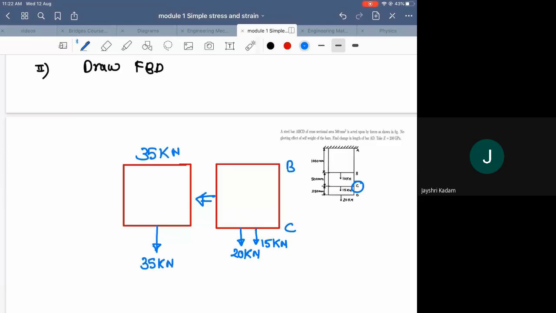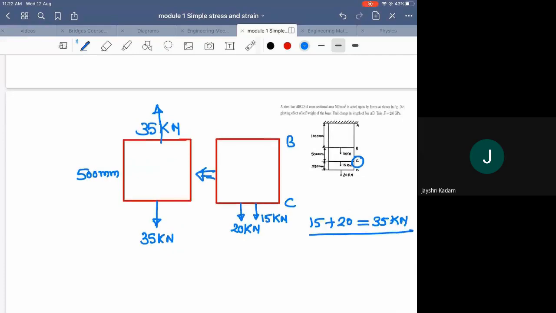And what is the length of the member BC? 500 millimeter. 35 kilonewton is a tensile force. So this is the important part. How can I calculate the force? 15 kilonewton plus 20 kilonewton. So this gives me the net force acting over the member BC as 35 kilonewton, which is tensile in nature. So I show this force, 35 kilonewton, here.